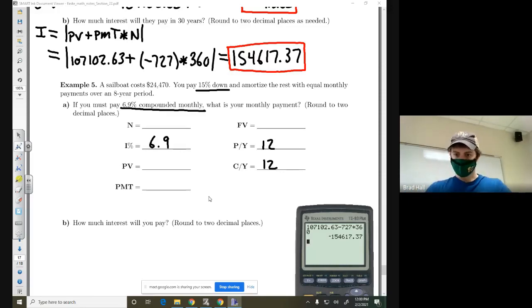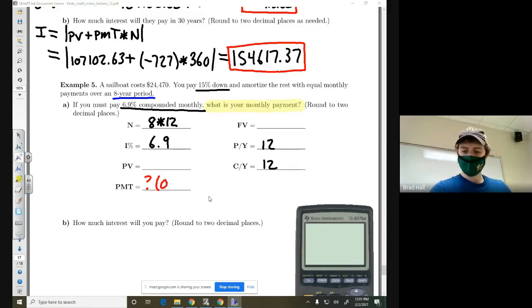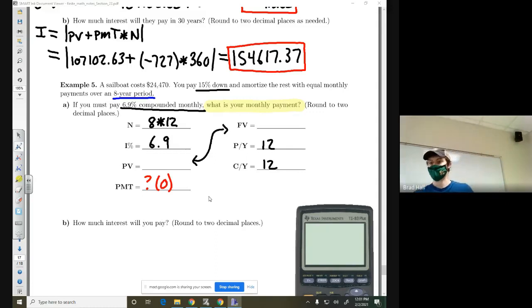Additionally, notice it says 8-year period, 8 years, but we have to multiply by 12 because we're doing everything monthly. They don't give us capital N for free. And so what we're looking for is PMT. What is your monthly payment? If anything, we're looking for PMT, which means PV and FV, we should be able to plug something in for them.